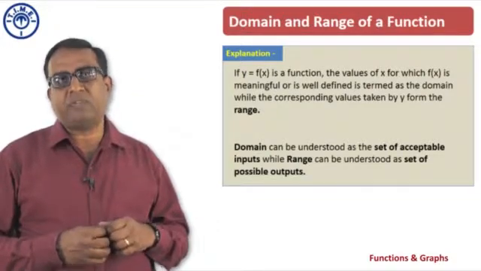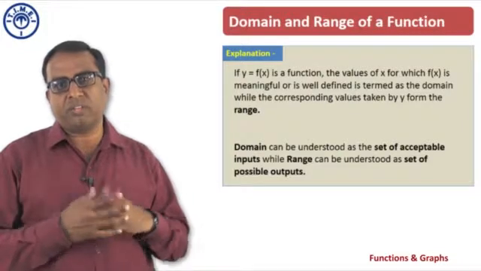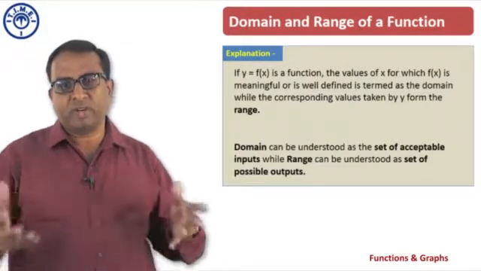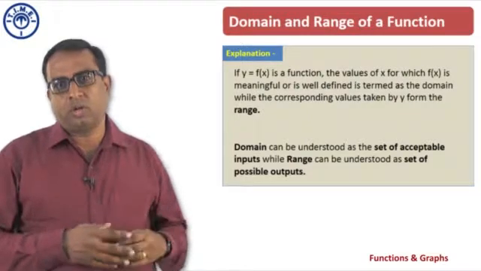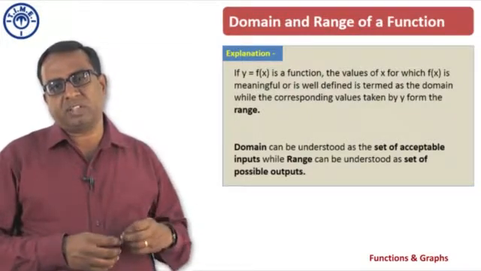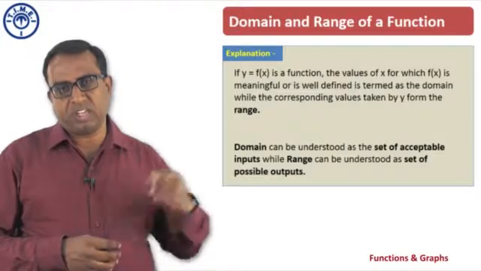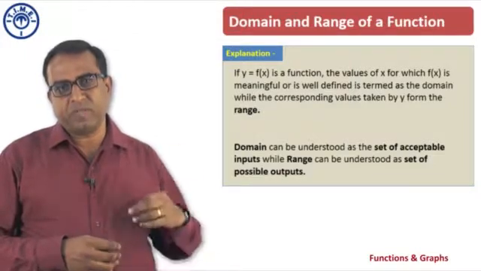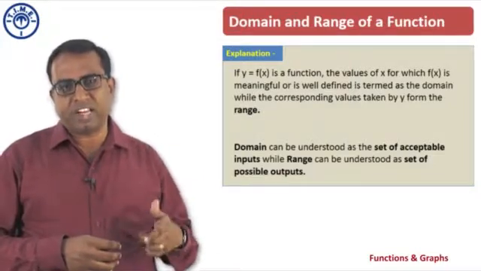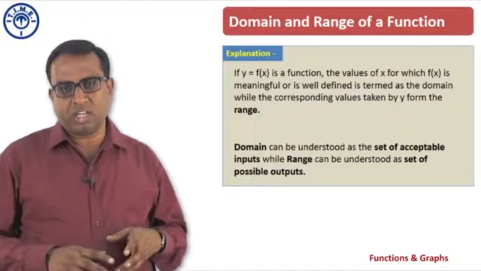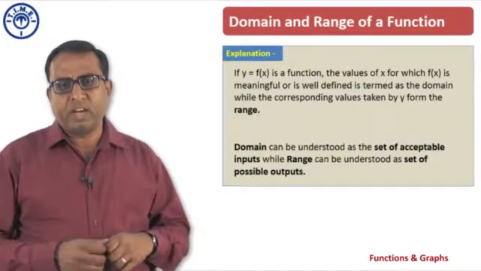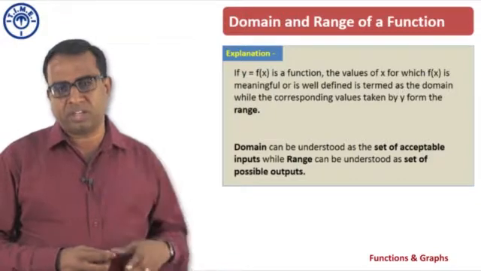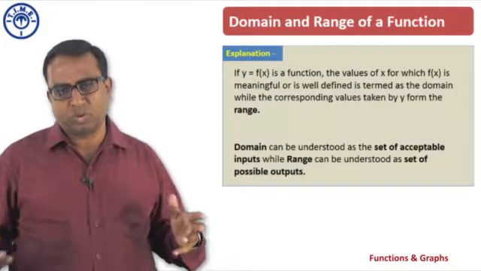Now for example, if you take a square, we know the formula for the area of a square as side into side. Let us take for example the length of the side as 3. So we say 3 is a part of the domain. When you find 3 into 3, that is 9. So 9 is a part of the range. Or putting it simply, domain has to do with inputs, range has to do with outputs.